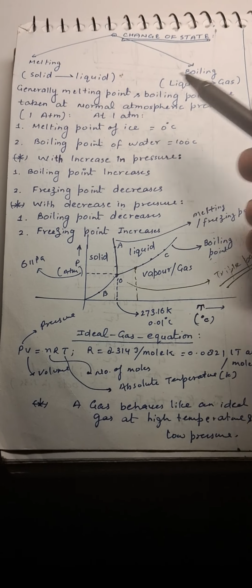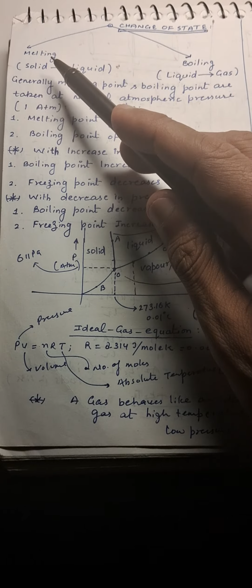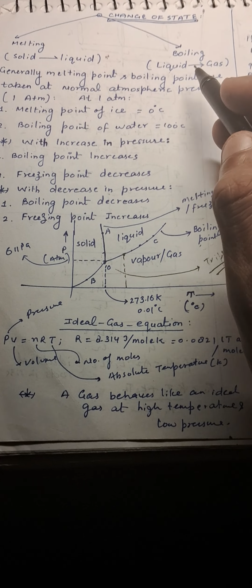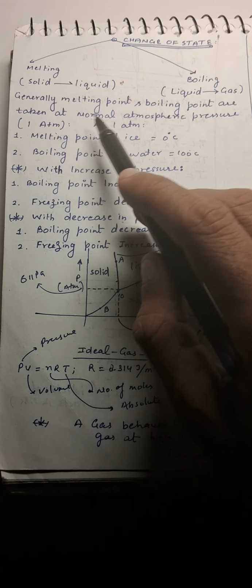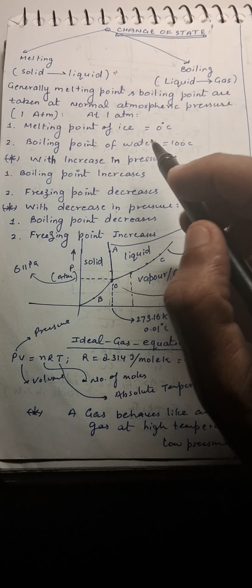Today I'll discuss some videos on the change of state, for example, melting or boiling. Melting is the conversion of solid state to liquid. Boiling is from liquid state to gas. Generally, melting and boiling points are taken at normal atmospheric pressure, that is 1 atm.